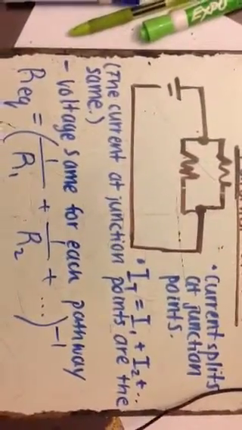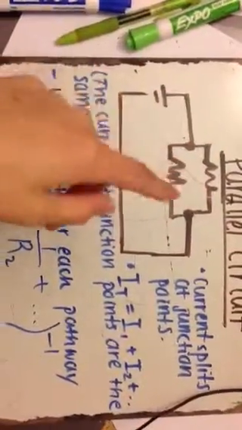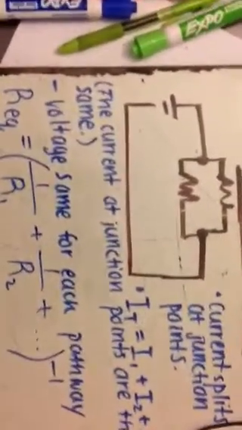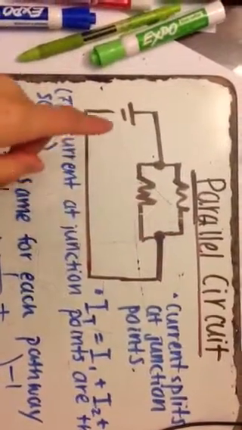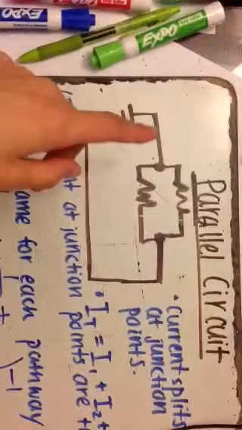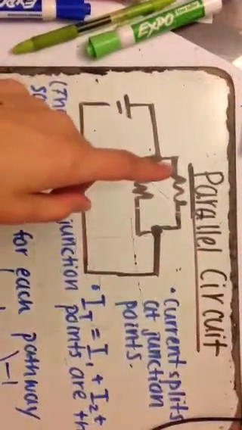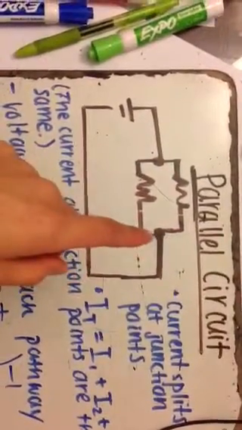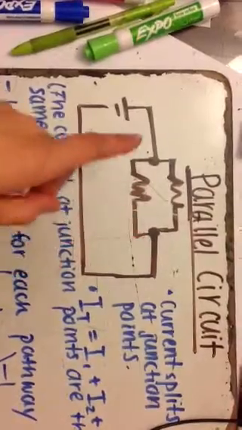The voltage for the different pathways is the same. This is because since each pathway only has one resistor, the voltage of the current will drop completely through each pathway.